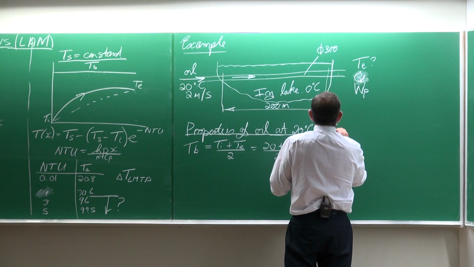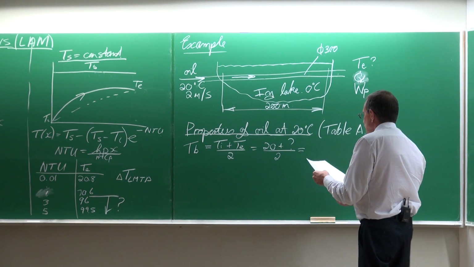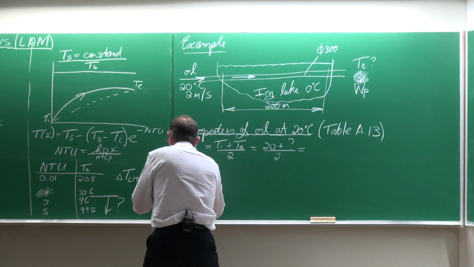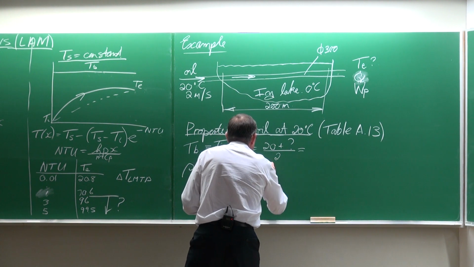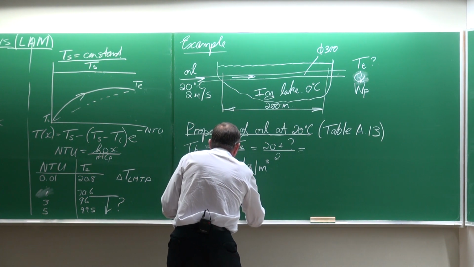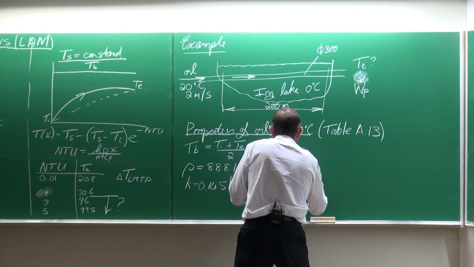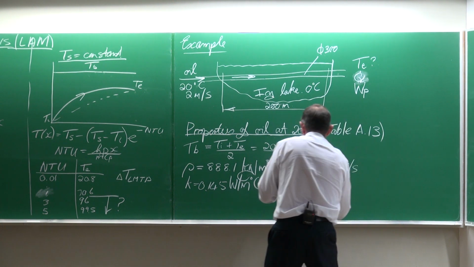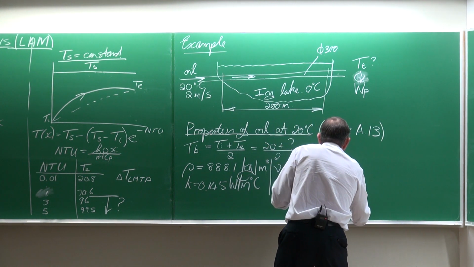Okay, now the properties we can get in table A13, and they give the properties there for engine oil, so let's use the engine oil. They didn't really say what type of oil it is. And from that, at 20 degrees Celsius, I got the density as 888.1 kilograms per cubic meter. The thermal conductivity as 0.145 watts per meter degree Celsius. The kinematic viscosity is equal to 9.429 multiplied by 10 to the minus 4 square meters per second. Cp is equal to 1880 joules per kilogram Kelvin.